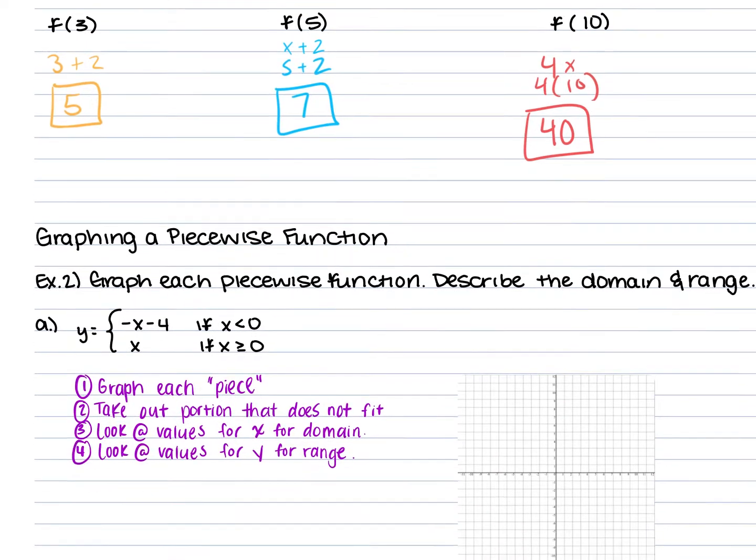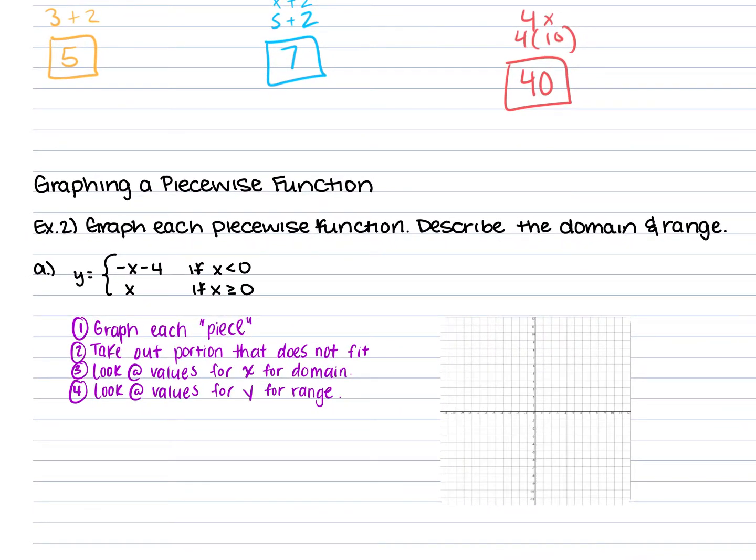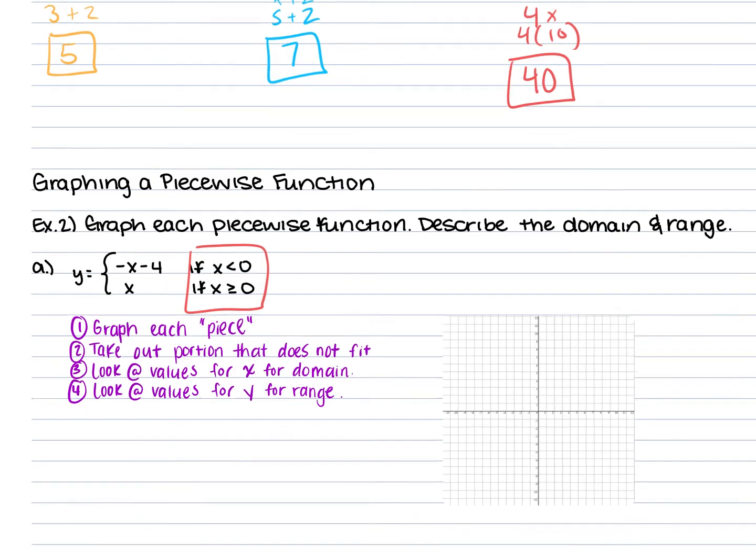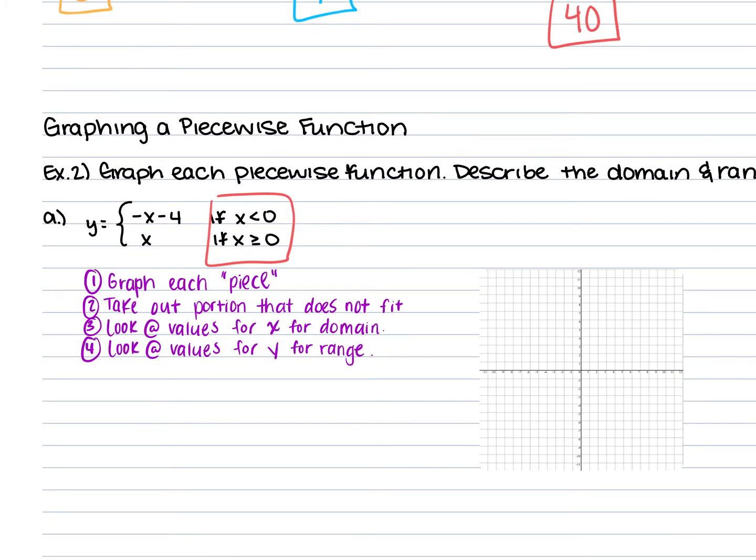For the next section, we are graphing a piecewise function. So when we graph a piecewise function, we just have to graph each piece separately, and then we take out the portion that doesn't fit. So we have to look at the restrictions here. So we're treating this as 2 separate lines, just like we did in the warm-up, where we had 2 lines. We just graph each one, and then we erase the part that doesn't fit in here. And lastly, we have to describe the domain and range, but we're going to graph first.